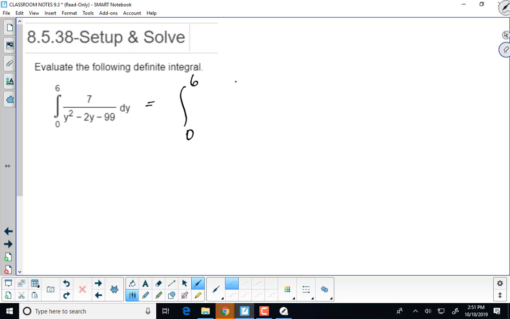Can we pull the 7 out right now? You can pull the 7 out. Whatever floats your boat. Wherever you want your 7. You can pull it out right away. It does not matter. I just immediately write 7 and then integral.